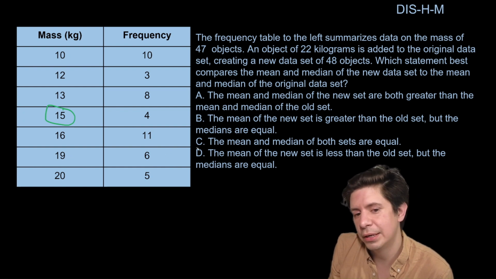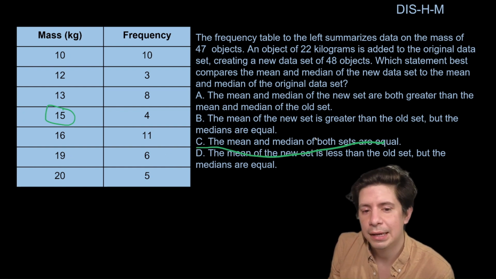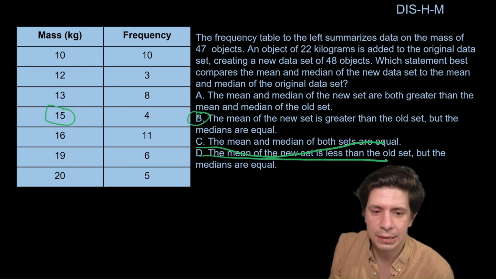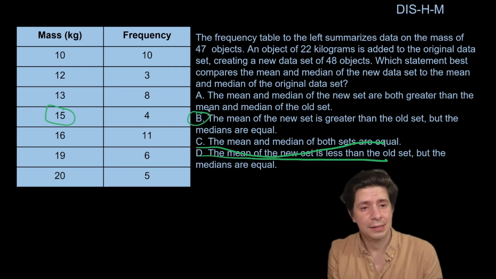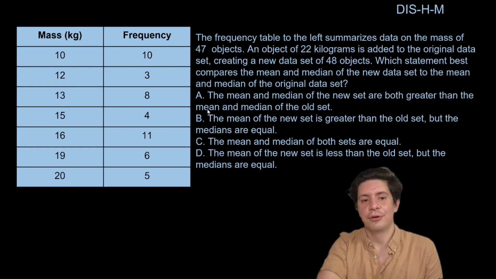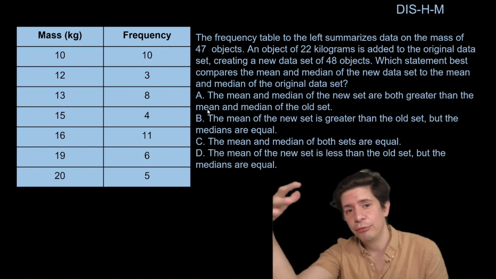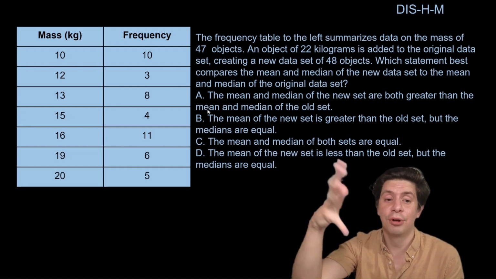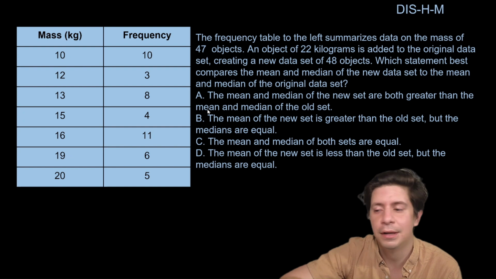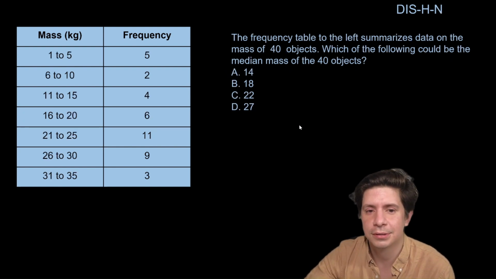The median and medians are both equal, no. And the mean is less than the old, but the median is equal, no. It's going to be B as in boy. Okay, again, we've done a couple that are like this with a different type of chart or data, but if you're adding a number that's bigger, you're going to be moving the mean up. If you're adding a number that's smaller than all the rest, you're moving the mean down without having to calculate. Don't calculate. Save your brain for harder questions.